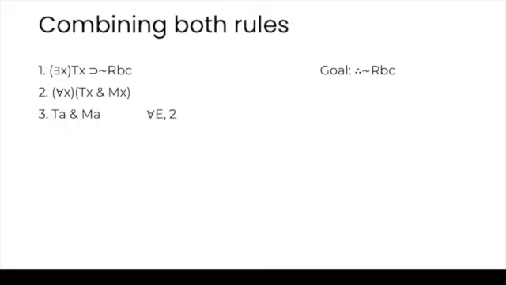We exploit the universal on 2 to get the conjunction ta and ma. Then we get TA by ampersand elimination. We get there is an x, TX by existential introduction. And now we have a match for the antecedent of the conditional in line 1. And so we detach the antecedent and we get our conclusion.